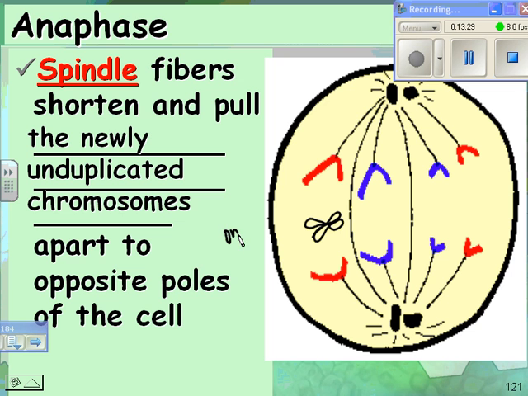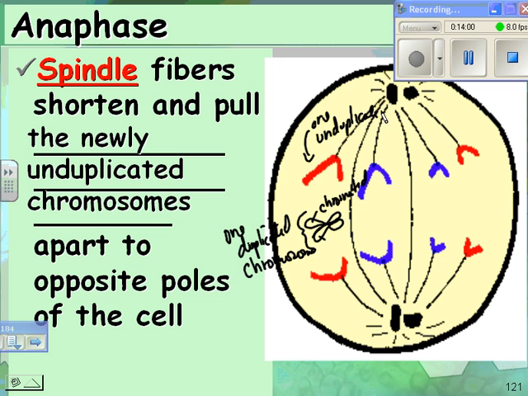So this was one duplicated chromosome. That's this, right? As soon as you pull it apart, this part was a sister chromatid, right? Chromatid. And there's the other chromatid. As soon as you pull them apart, they're not chromatids anymore, they're apart. So this is now one unduplicated chromosome. And that's one unduplicated chromosome. So you can't call them sister chromatids anymore.